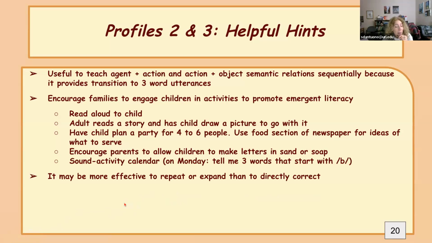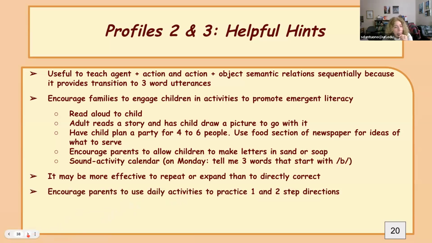Sometimes it's better to just model. Because kids get annoyed, if you correct them every 2 seconds, they're not going to listen to you at all, right? So just model, just repeat it back and show them the model. And that's good because it's feedback. All right. And encourage parents to use daily activities to practice 1 and 2 step directions, like cooking, right? Cooking with your child, if they're doing chores, if they're at dinner and they want milk, you could say, oh, can you get yourself the chicken, whatever it is. Right?